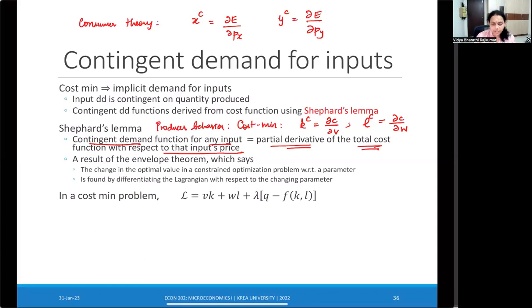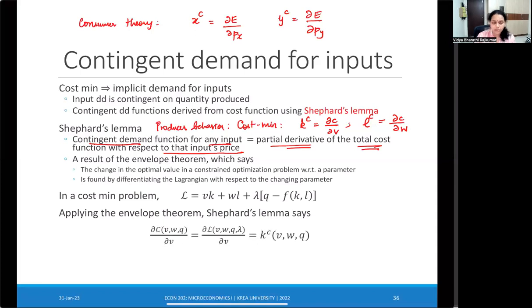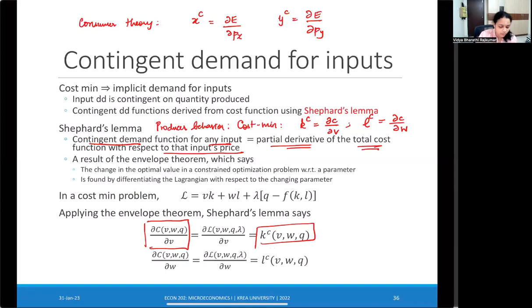So from a cost minimization problem, when you apply the envelope theorem, the lemma tells you that when you take a derivative of C with respect to V, you get your contingent demand for capital. And similarly, when you take a derivative with respect to W for the cost function, you get your contingent demand for labor. So let's go ahead and try that out in a few different production functions.